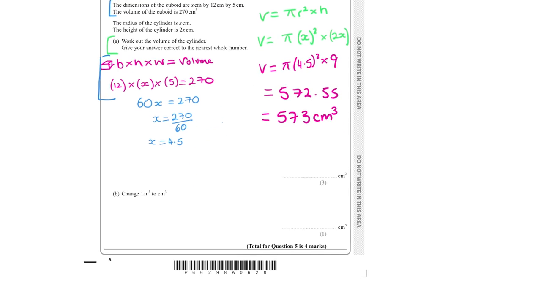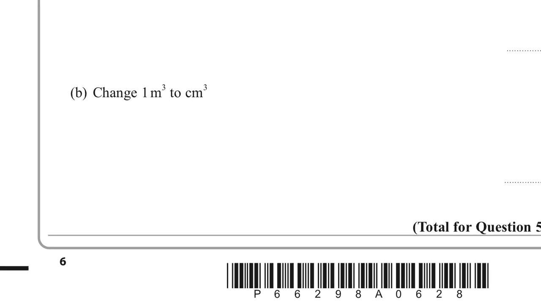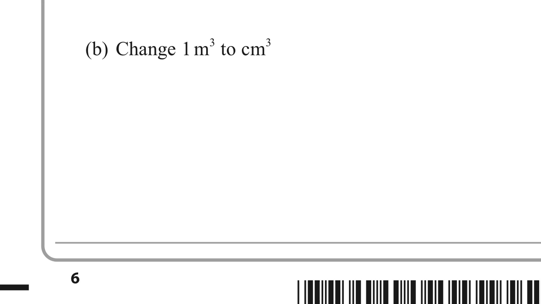Right, next, part B. It says change 1 metre cubed to centimetres cubed. Okay, so this is a scale factor question. I want us to have a look at something. If I had centimetres and I was going to metres, I divide by 100, yeah? Now, if I went from metres to centimetres, times by 100. So we're all happy with this conversion.